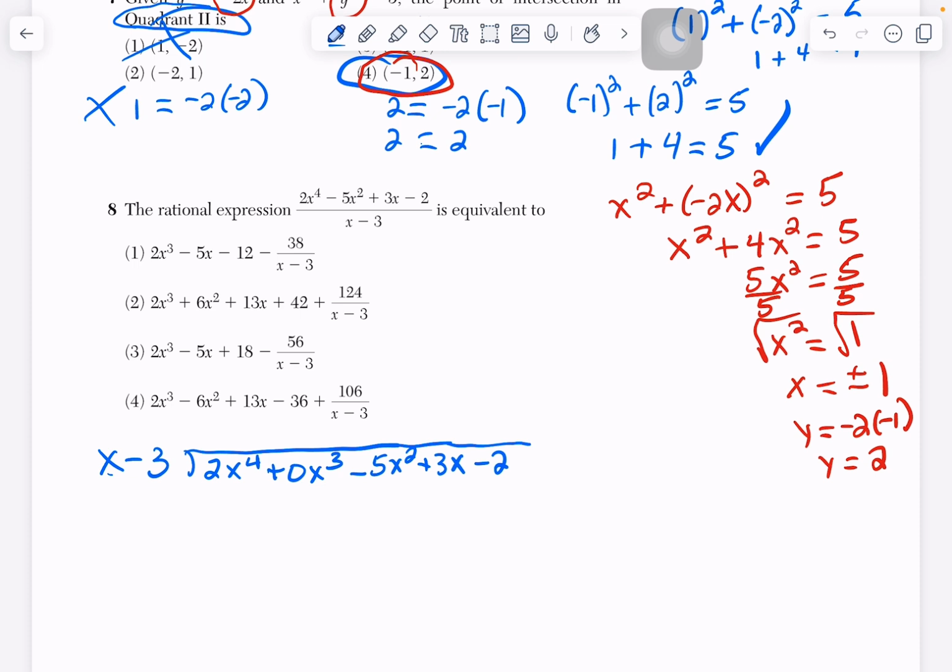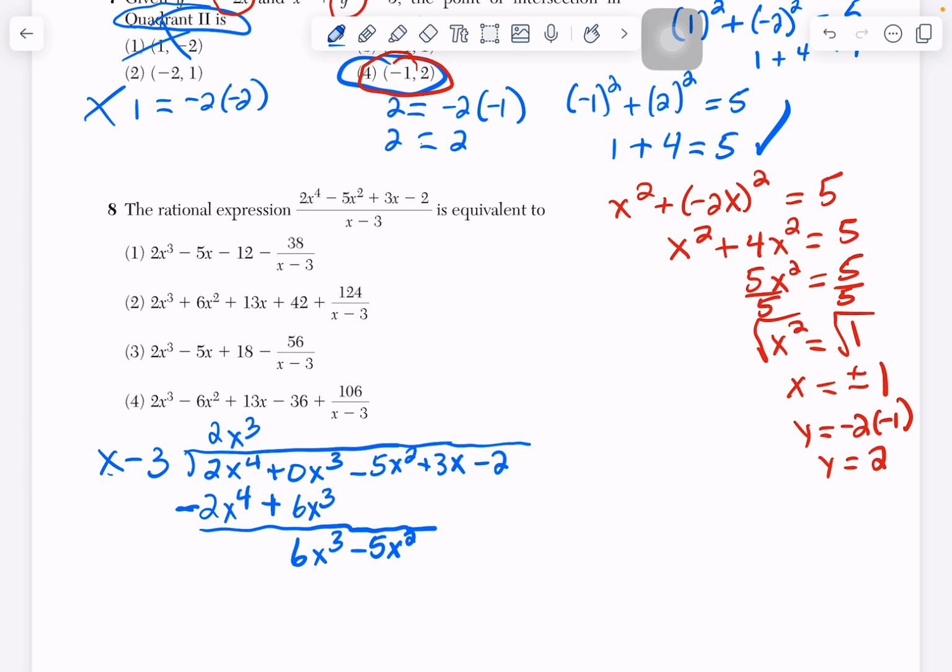All right, so 2x to the 4th divided by x is 2x cubed. Now we're going to multiply this. So 2x cubed times negative 3 is minus 6x cubed. And this becomes 2x to the 4th. Now we're going to change the signs, right? So this becomes a minus, and this becomes a plus. So now we have 6x cubed minus 5x squared.